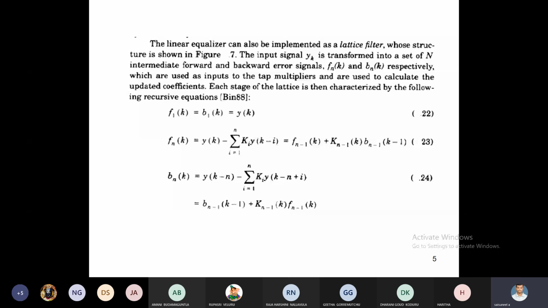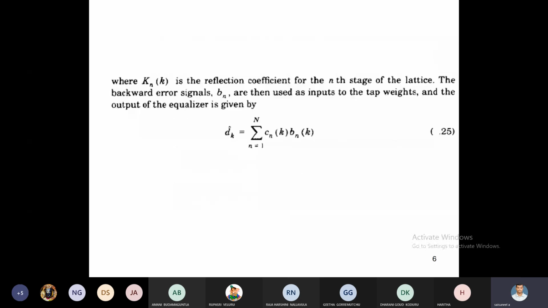Finally, the output of this equalizer is d cap of k, which is equal to the summation over n of c n of k times b n of k. The final output of this equalizer depends upon the c values and the b values. This is about the lattice structure.